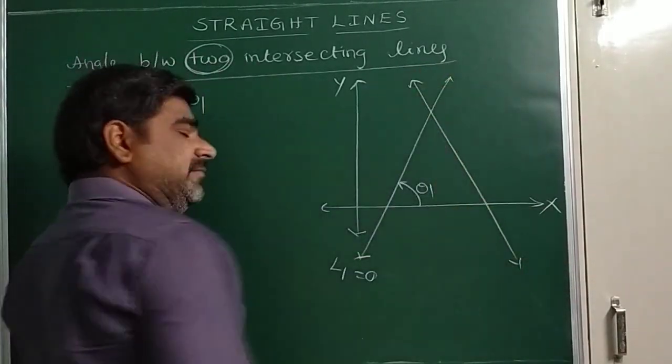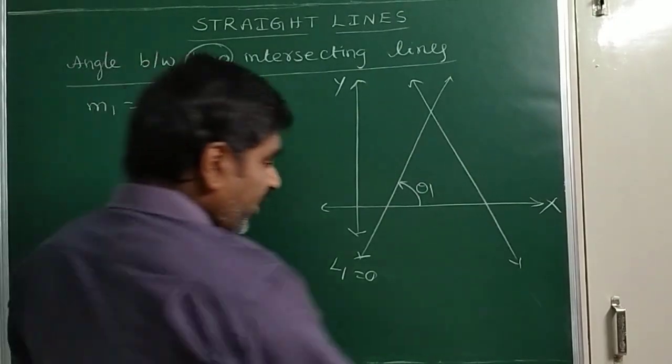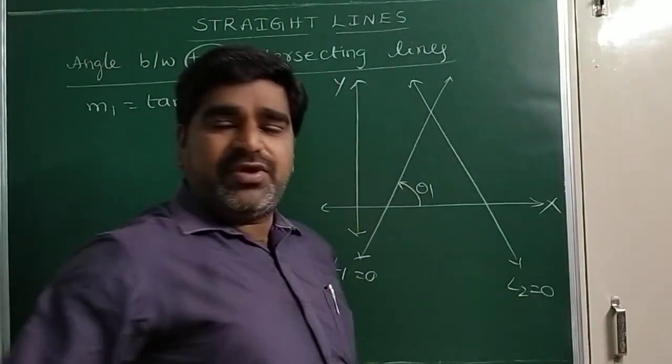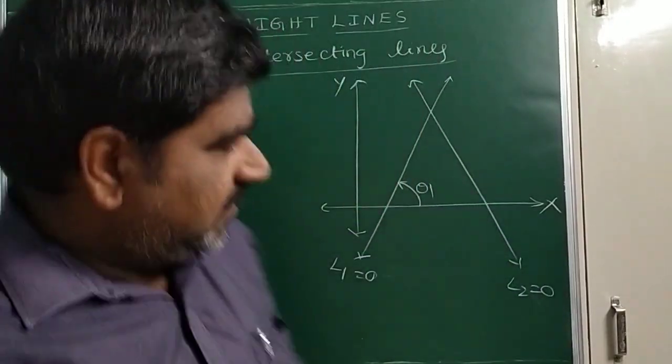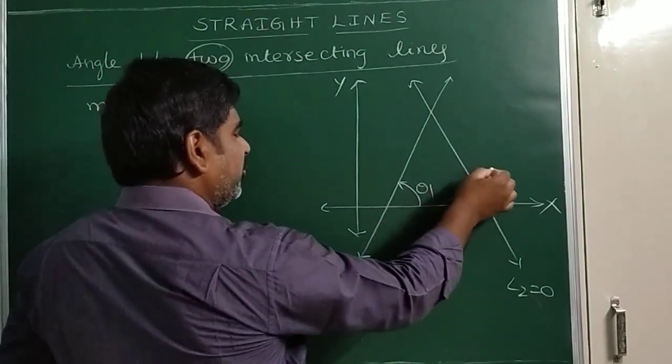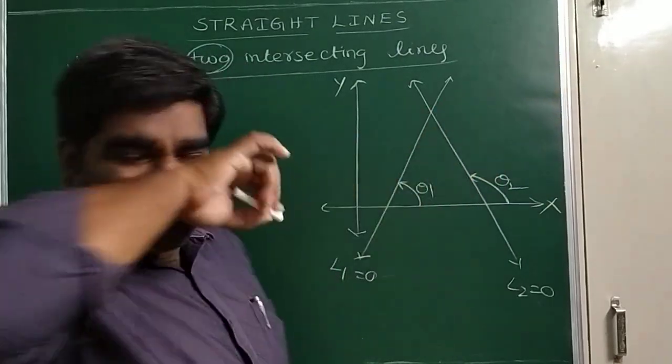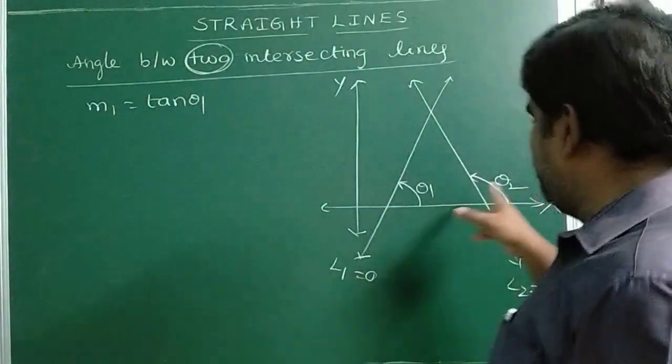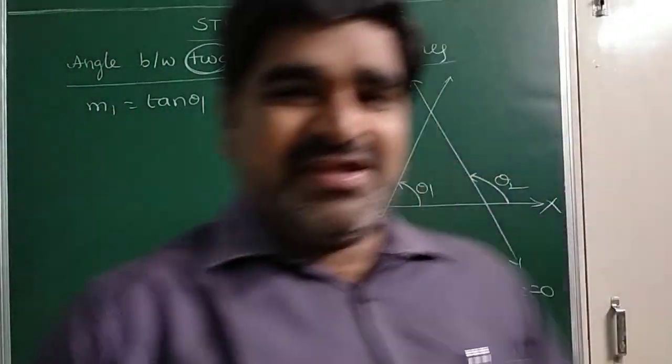This may be the second line. That may be the second line. This is L2 equals to 0, right? That is L2 equals to 0. That is the second line. Right. So now the second line makes an angle theta 2 with the positive direction of x-axis.